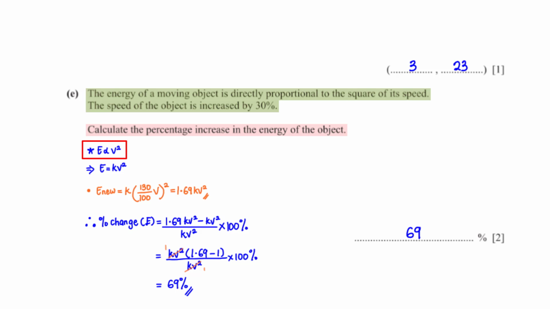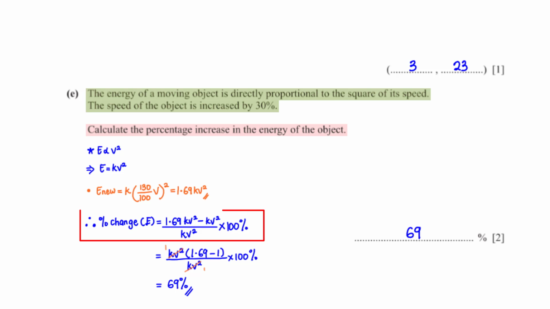If E is directly proportional to the square of the speed v, then it means E is equal to a constant, which we are going to call k, times v squared. If the speed is increased by 30%, we get the new value of E to be 1.69 kv squared.